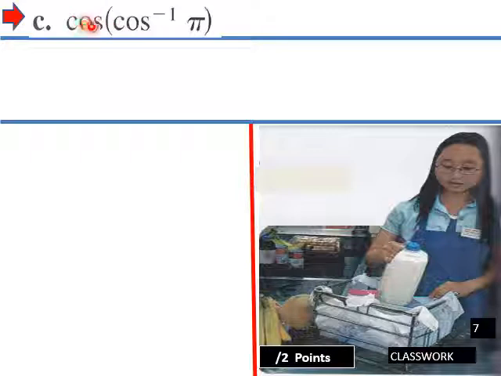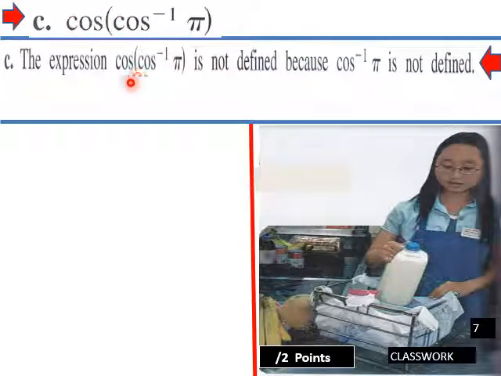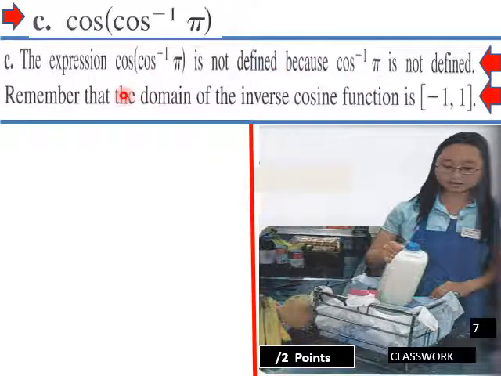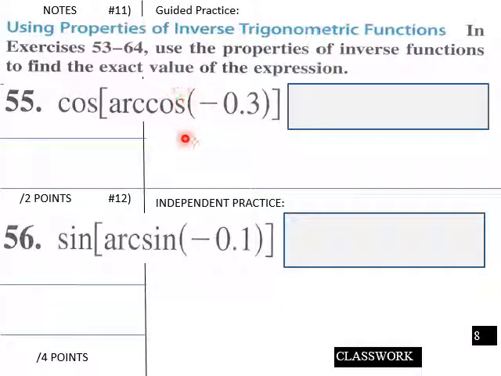Okay, cosine of arc cosine of negative pi. The expression cosine of arc cosine negative pi is not defined because arc cosine of negative pi is not defined. Remember that the domain of the inverse cosine function is negative 1 to 1. So it's not within that interval.